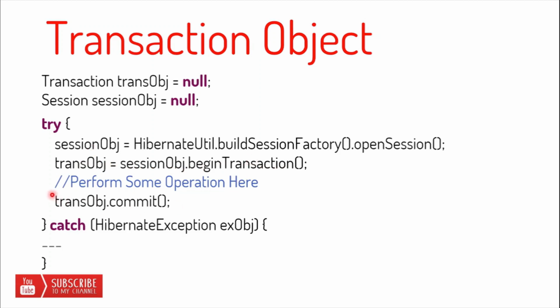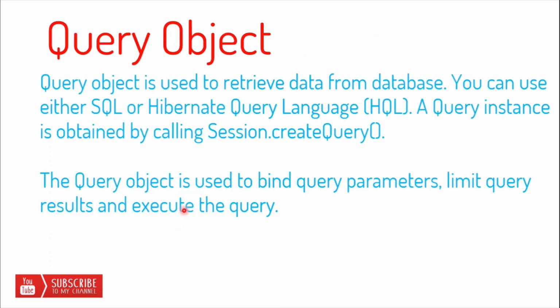So then after that, we can perform some operations which are related to the entities or database. And once all those operations are done, in the end, we need to commit the transaction object. So that we can do transObj.commit method. So with that, all the changes, all the operations that we have performed between the begin transaction and commit transaction, all those will be persisted in the database.